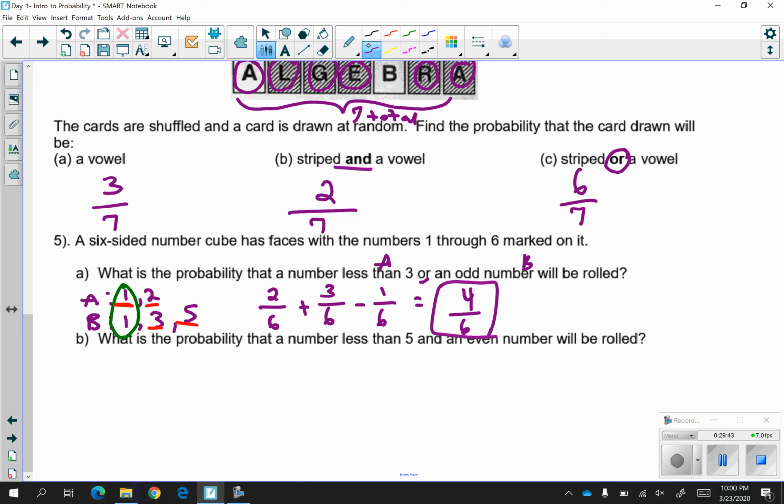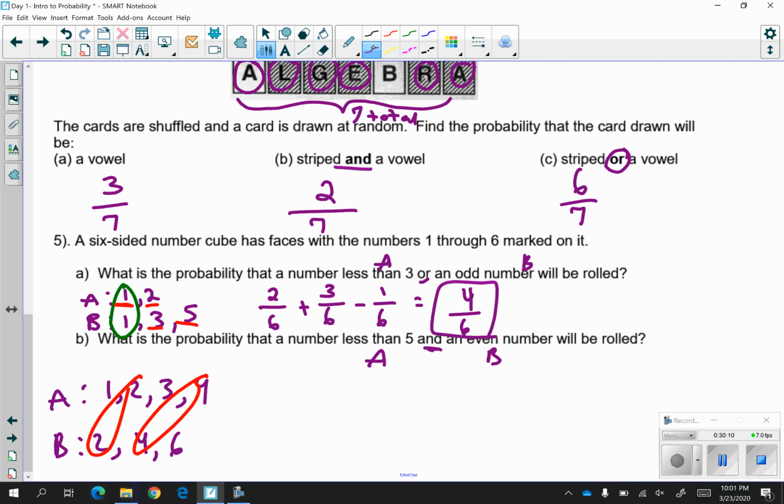And what's the probability of a number that is less than 5 and even? So we're looking for the intersection between them both, the overlap. So let's say this is A, this is B. A number less than 5 would be 1, 2, 3, 4. An even number would be 2, 4, 6. Their overlap is two numbers, right? The number 2 and the number 4. So that's 2 out of the 6 different outcomes.